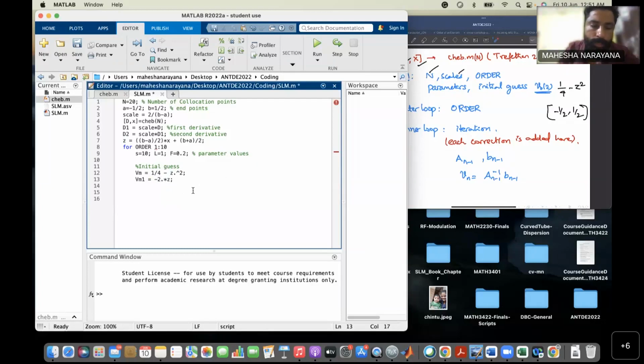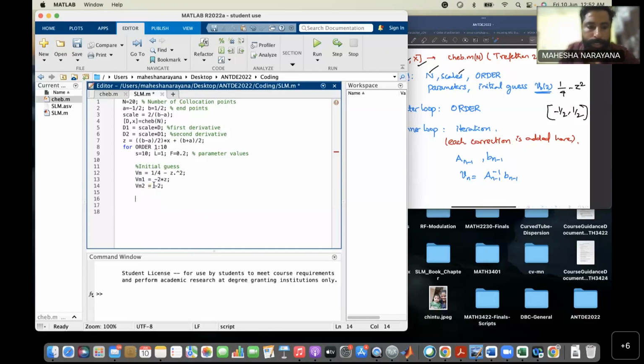Okay, and the second order derivative is also required because our differential equation is of second order. So this will be 2z, and here it's just minus 2. This 2 is a scalar. Yeah, that information is there. The initial guess information is there, and you just have to plot and start.